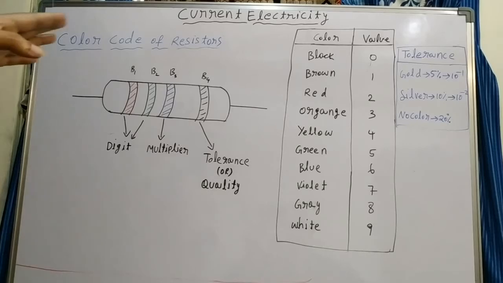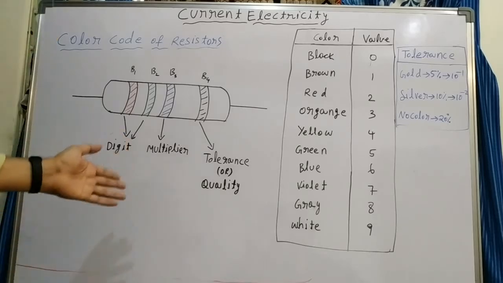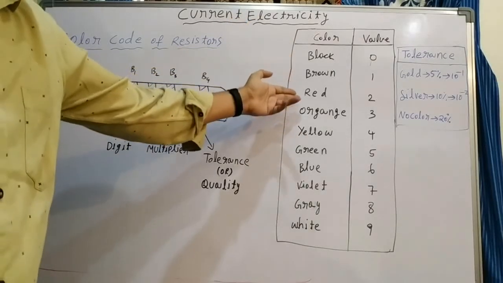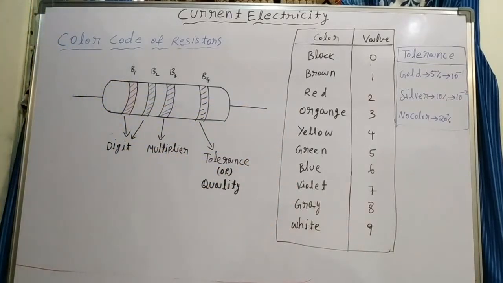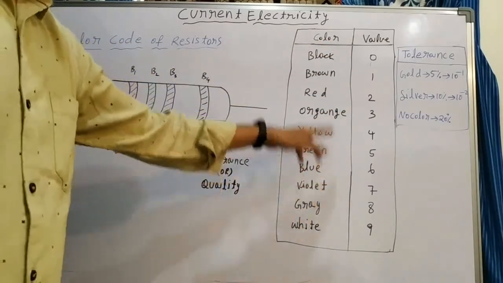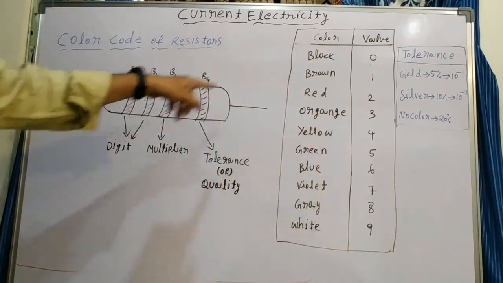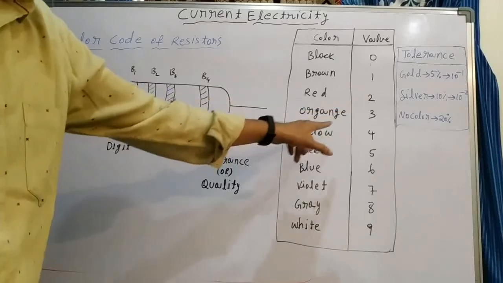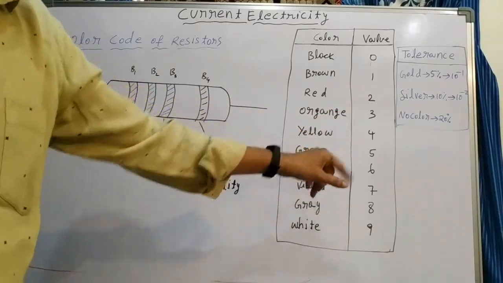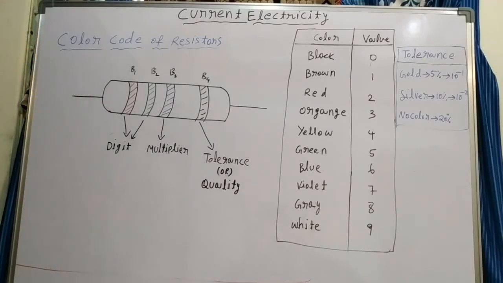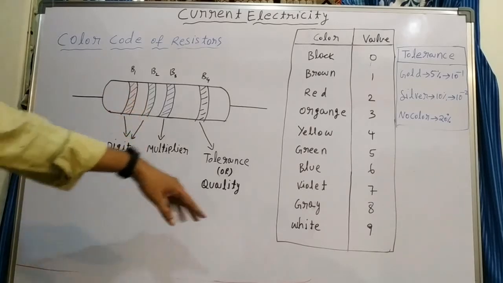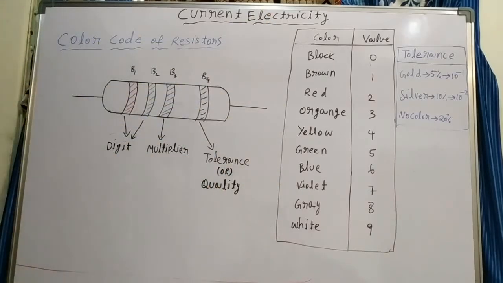Actually, 4 color bands are there, and the colors they use are black, brown, red, orange, yellow, green, blue, violet, gray, and white. And their values are also given here. Black is 0, brown is 1, red is 2, orange is 3, yellow is 4, green is 5, blue is 6, violet is 7, gray is 8, white is 9. So the first 3 bands are with any of these colors, and those represent the value of resistance.